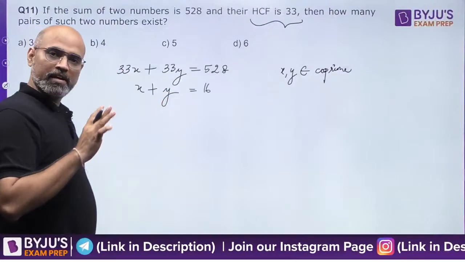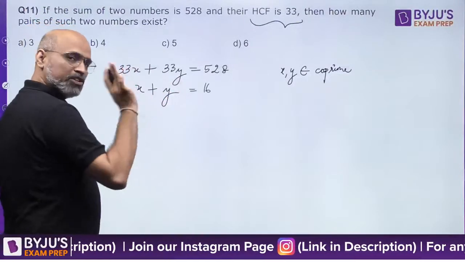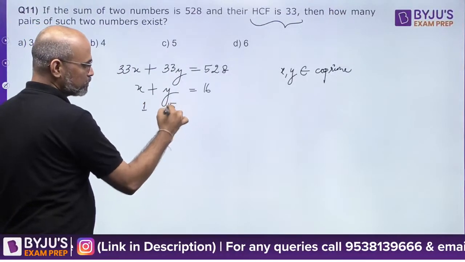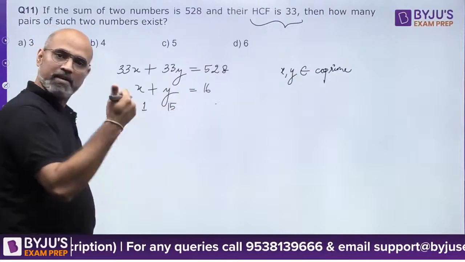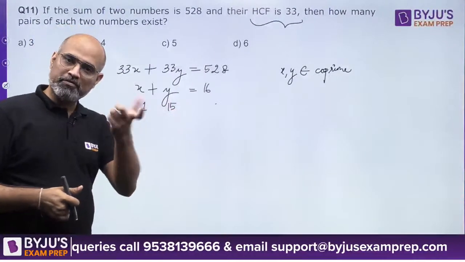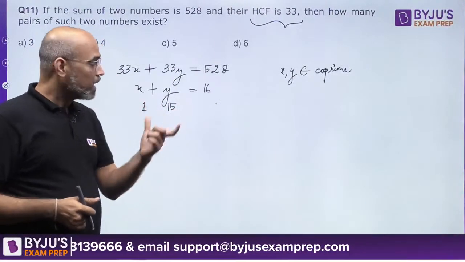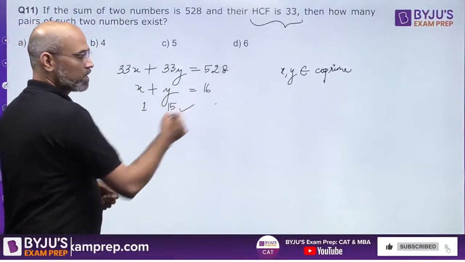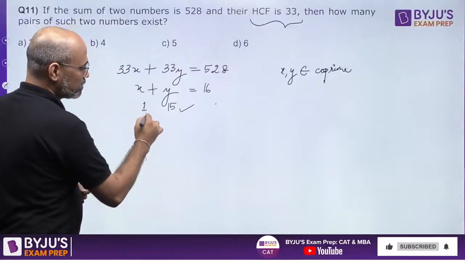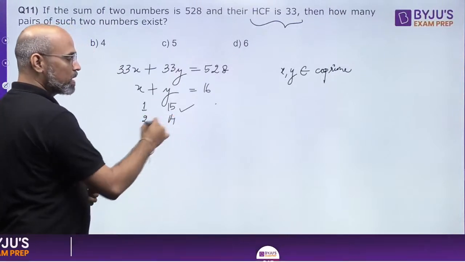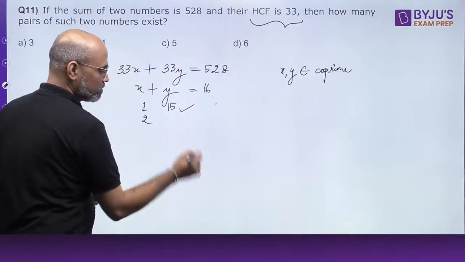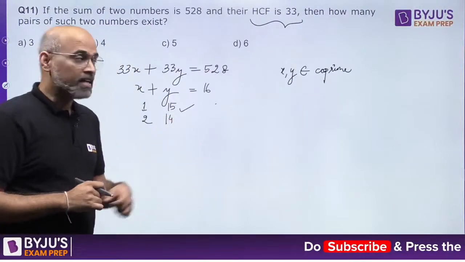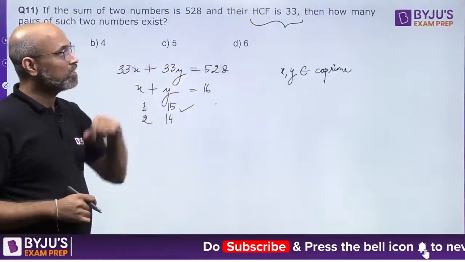अब आपको क्या करना है? Patiently, right now, if I take x as 1 and y as 15, sum is 16. बिल्कुल. Are they co-prime, 1 and 15? If they are, एक आंसर मिला. If they are not, नहीं मिला आंसर. तो मिल गया. Next, 2 and 14, are they co-prime? Because 2 plus 14 is 16. But are they co-prime? नहीं भाई, इसमें से तो अभी 2 भी निकल कर आएगा. It will change the HCF. It won't remain 33 anymore.